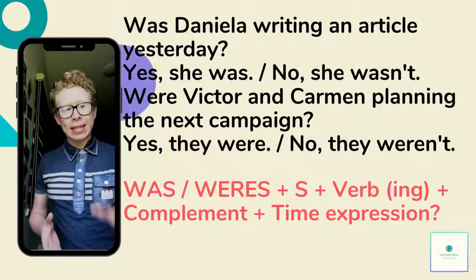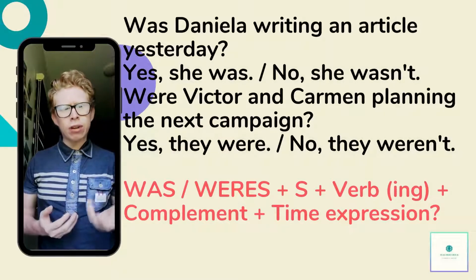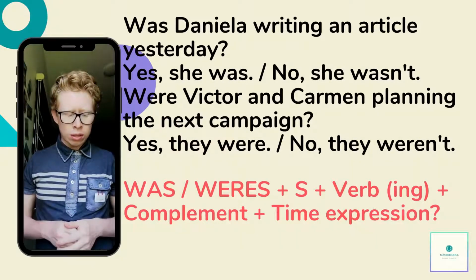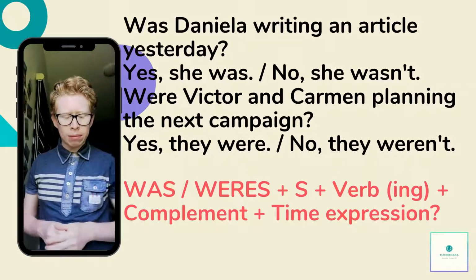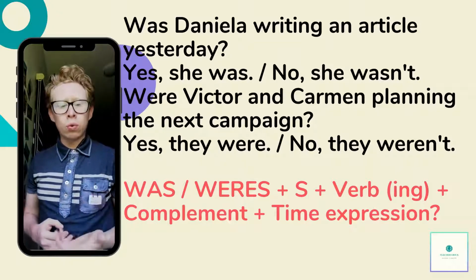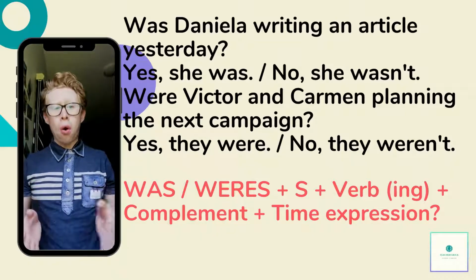Interrogative form, yes/no questions. We have examples. Was Daniela writing an article yesterday? Yes, she was. No, she wasn't. Were Victor and Carmen planning the next campaign? Yes, they were. No, they weren't. So here, these are yes/no questions.